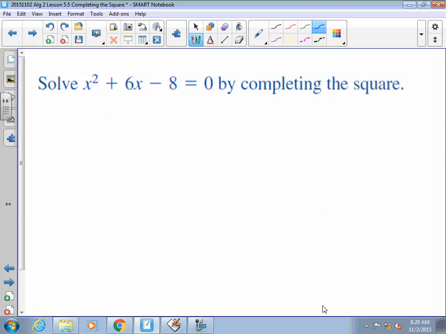Solve this one by completing the square. The first thing you need to do is find a new c. This c right here, negative 8, is not good because it's not a perfect square. So move that one over and then find a new c value. Let's take about 30 seconds to do that, and then we'll pick up with that next part.